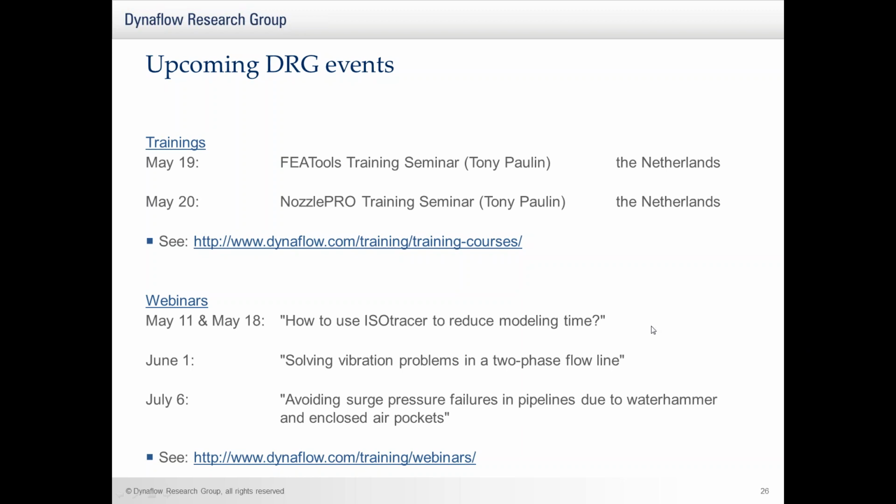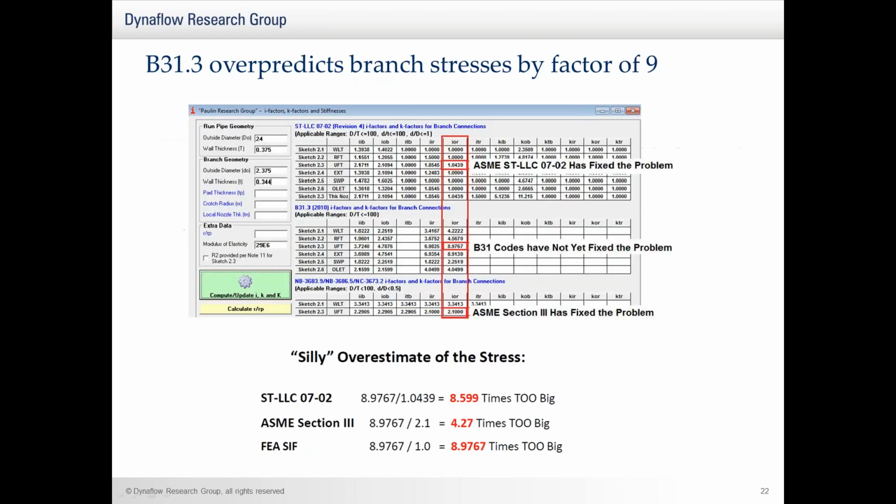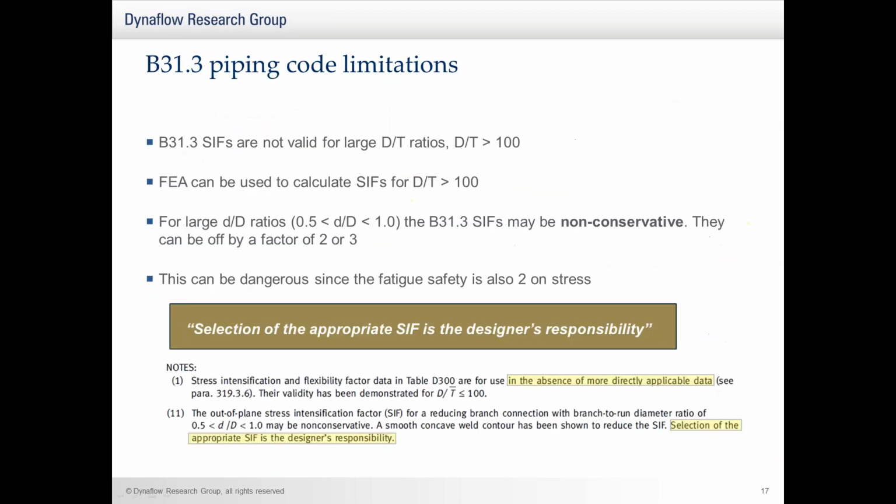Let me just go back into the presentation a little bit, because in Appendix D of the P31.3 there are several notes at the end, and then it says that the stress intensity factors in P31.3 Appendix D may be used in the absence of more directly applicable data. And the selection of appropriate SIFs and flexibilities is the designer's responsibility. So the designer is allowed to use more directly applicable data for your pipe stress analysis.